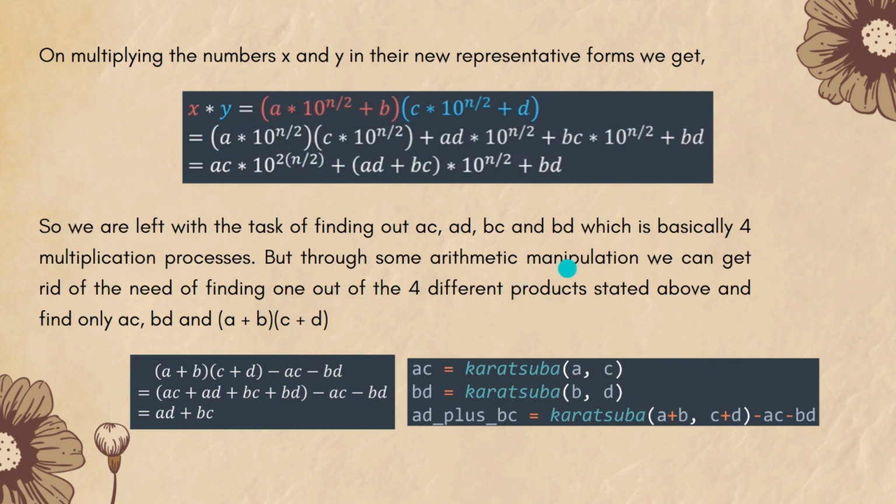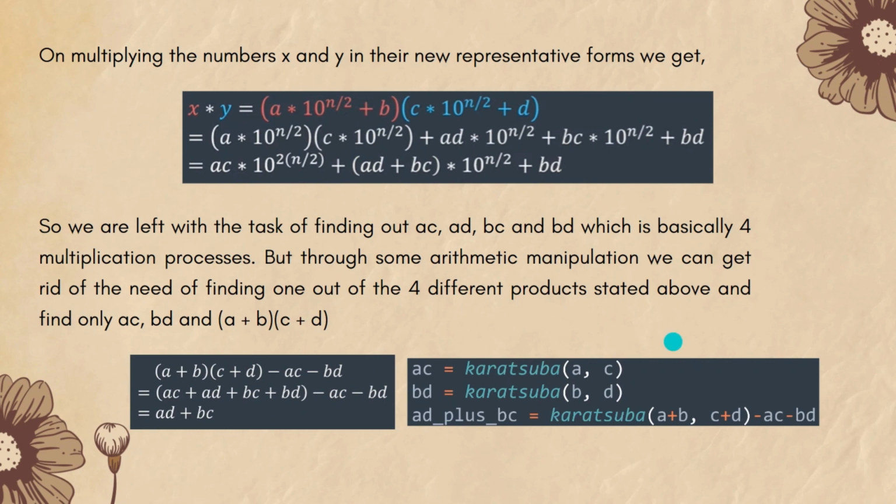This is done using a simple arithmetic manipulation, which we can see over here. A plus B, that is the sum of A and B, multiplied by C plus D, we do that and we get AC plus AD plus BC plus BD. And what do we need? AD plus BC. So we need to subtract AC and BD from that. And since we have already computed them, we get the answer as AD plus BC. And so Karatsuba is doing the same job, but with one less multiplication process.